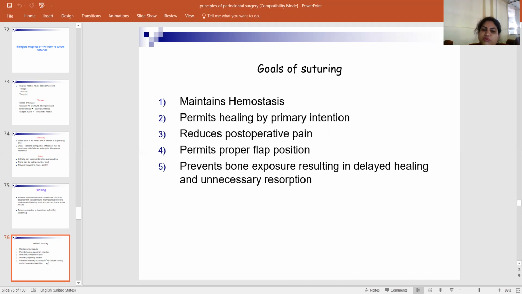So you are going to expose the bone, and the bone is directly in contact with the atmosphere. So what happens because of the desiccation of the bone and the temperature changes? Sometimes the bone starts resorption. Whenever the bone is exposed, there can be some amount of resorption. So when we are closing the flap with the help of suture material, it will help prevent unnecessary resorption of bone.